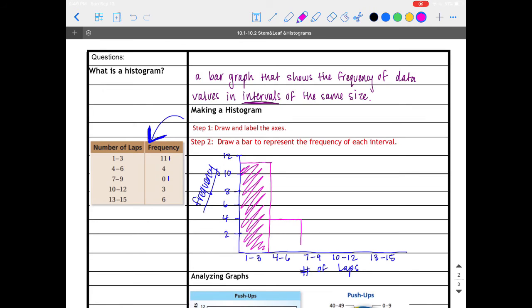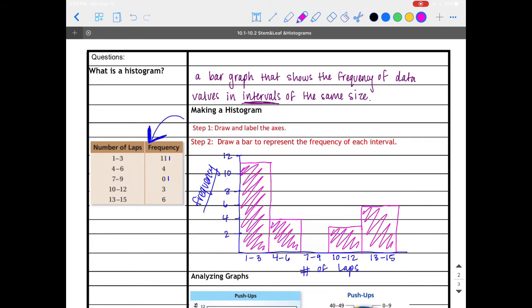So 4 to 6 occurs 4 times. It's going to be right here. And once again, you can choose to fill it in or not. Sometimes you'll see them in different colors. 7 to 9 occurs 0 times. So that's the one time it's going to look like they're not touching each other, because since it occurs 0 times, it's going to be a gap in the data. This next one occurs 3 times. And our last one occurs 6 times.